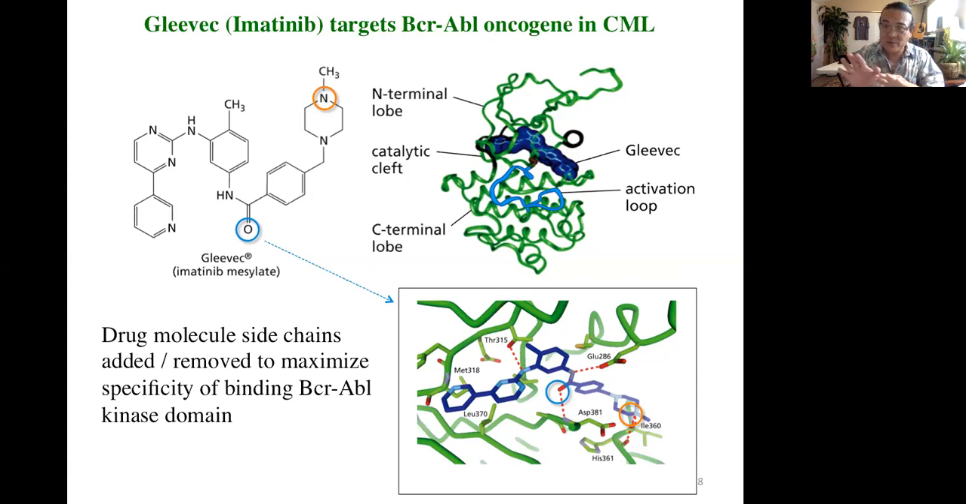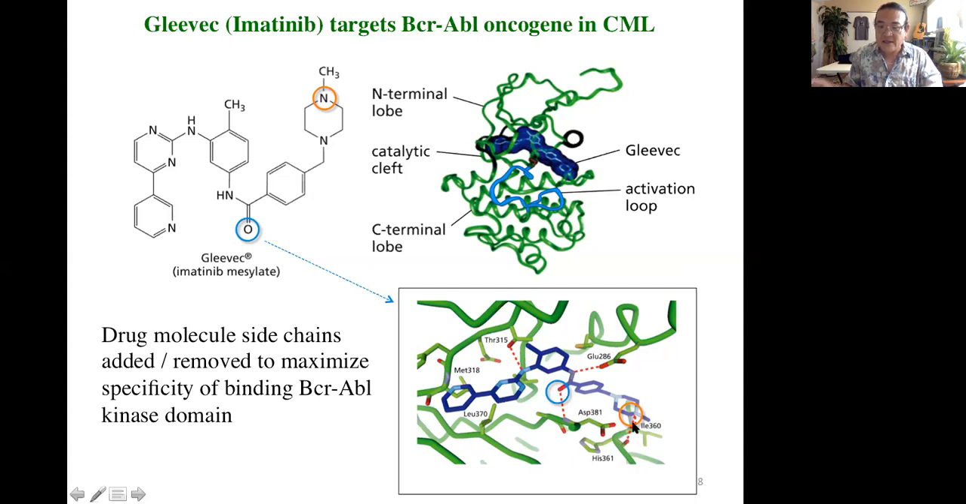So you want it to still be able to fit in the pocket, but maybe by having these extra R groups hanging off, you help this drug prevent the protein from then activating. So you can see here, circled in blue, the Gleevec has an oxygen right here, and in orange, there's this nitrogen hanging onto a methyl group, right? And you can see where those are in here.